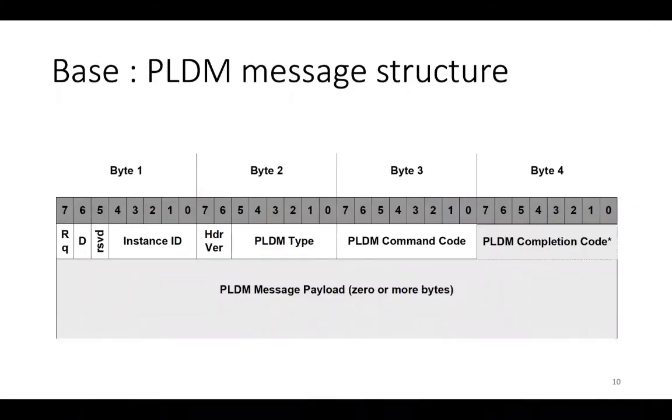So this is from the PLDM base specification, the structure of a PLDM message. There are 3 or 4 bytes of header, based on whether the message is a request or a response. In case it's a response message, there's byte 4, which is the completion code. Otherwise, the first byte describes whether it's a request or a response, and there is an instance ID for every PLDM request message that lets us map responses to requests.